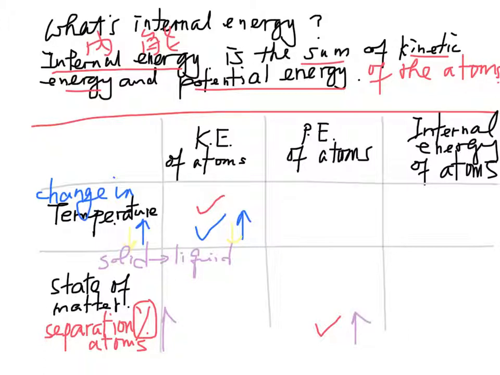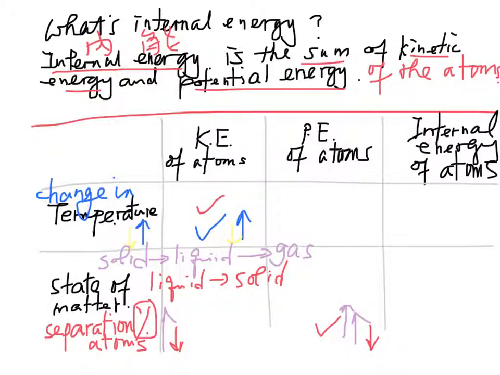However, if it changes from liquid state to solid state, the separation between the atoms will decrease. Also, the potential energy of atoms will decrease. When the substance changes from liquid state to gaseous state, the separation between atoms will increase. Therefore, the potential energy of atoms will also increase.